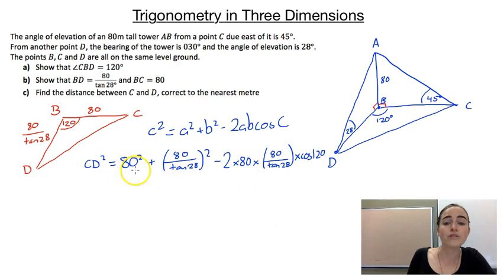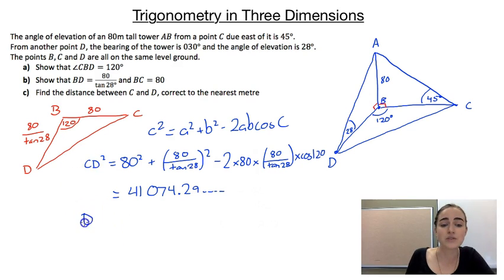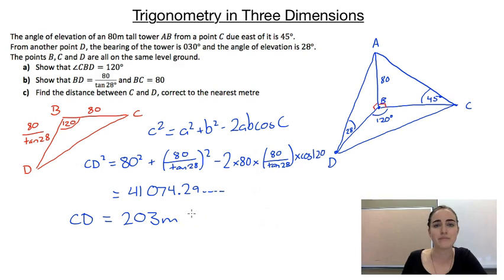If we put all of that in our calculators, we end up with 41,074.29, and it keeps going. But to find CD, we need to take the square root of that. And if we round our answer to the nearest whole number, we'll end up with 203 metres. So this is our final answer for that question.